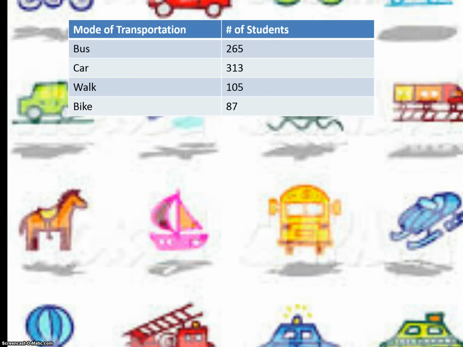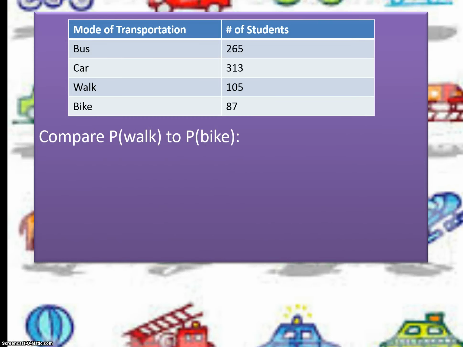Modes of transportation. All of you get to school a different way. Let's say I did a survey on the number of students, and I surveyed this many people. Well, how many people did I survey? Pause video, use your calculator, or your smart head, and figure out the total number of students that I surveyed. Yeah, I was busy, wasn't I? How many did I survey? I surveyed a total of 770 students. My total is 770 students.